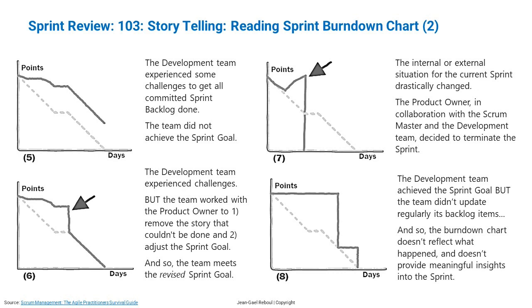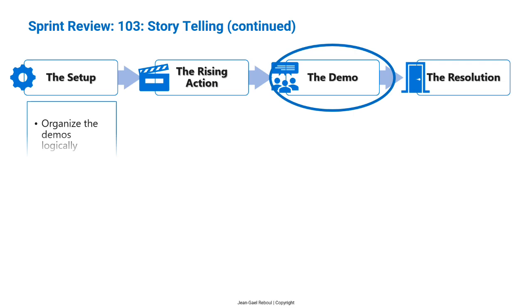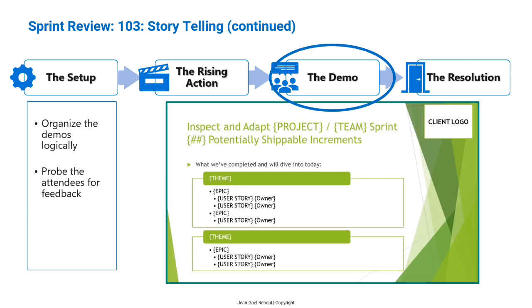So, at the end of this second part of the storytelling, the rising action, you want the attendees to understand why they are here, explaining to them what the sprint goal was. And you want to tell them briefly how the team managed to attain this goal, navigating them through the burn-down chart. Alright, let's now move on to the next part of the storytelling, the demos. So far, we set the context, we rose the action, and now, it's time for the demos.